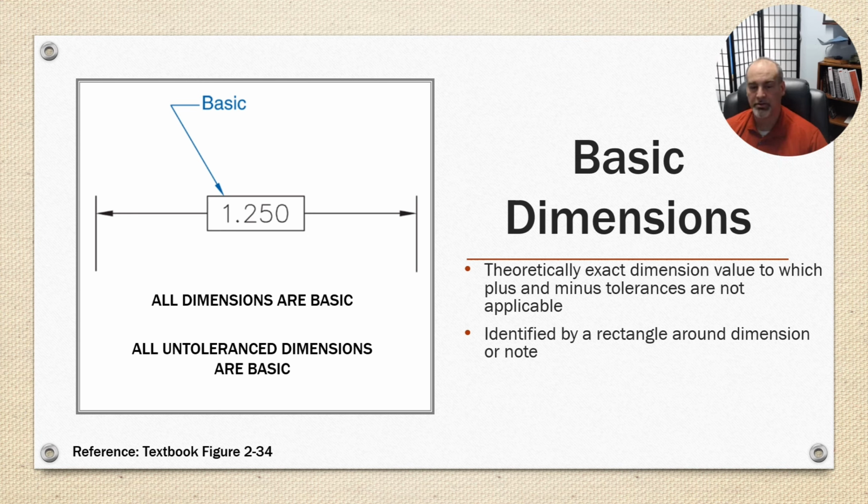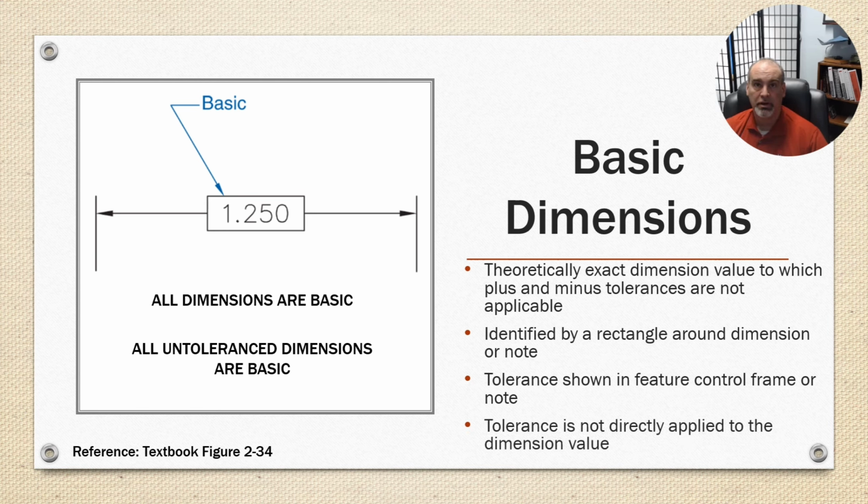To me that's a little confusing, because if you're using general tolerances, then you wouldn't know which ones are basic or which ones aren't. So I've only seen it applied to very, very simple parts. And the tolerance is shown in the feature control frame or note, and the tolerance is not directly applied to the dimension value.